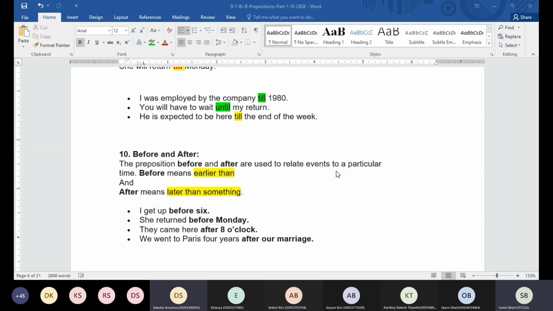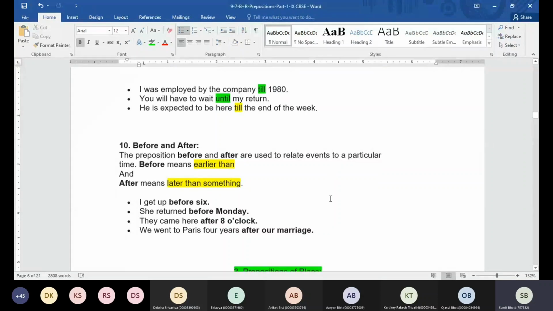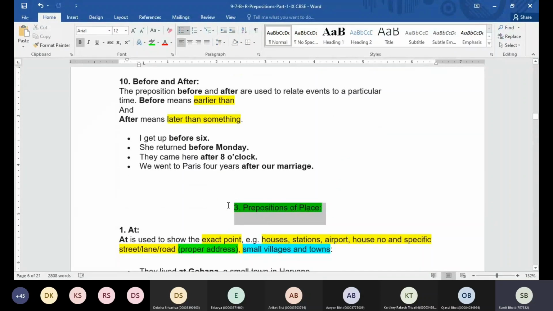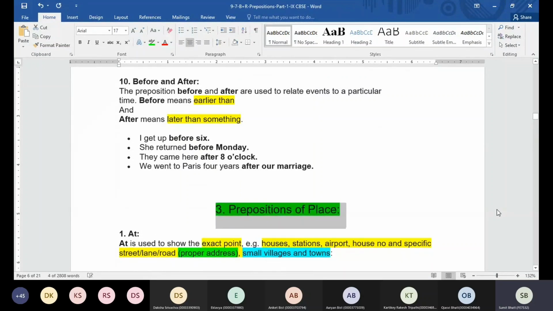So let's begin with the next preposition, that is the preposition of place. Now we have prepositions of place. That means we are going to use some words before places, like if you refer to a home, a house, or some building, we use certain words with them. Again, we are going to use at, in, and on here. The first three words are at, in, and on. More words are there which we'll understand later.